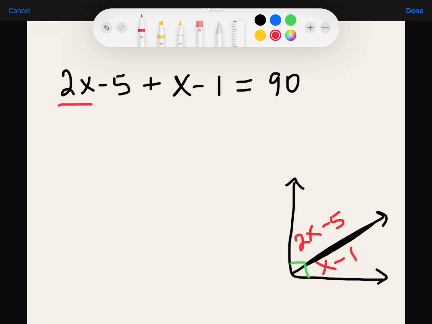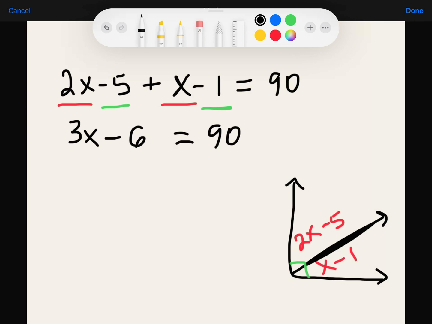We just have to add and try to solve for x. So I see that I have a 2x and an x. My goal is to get all the x's together and all my numbers together. So 2x plus x is 3x. And then I've got a negative 5 and a negative 1. A negative 1 plus a negative 5 is going to give me a negative 6.